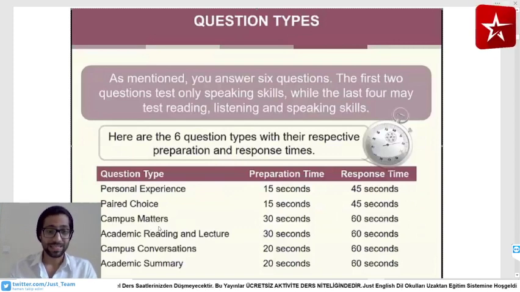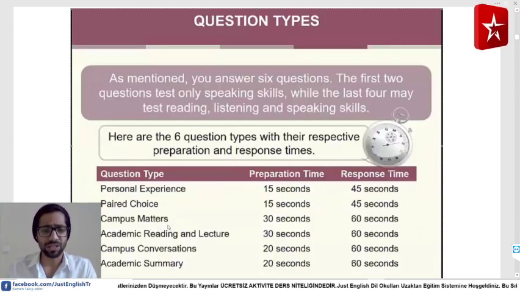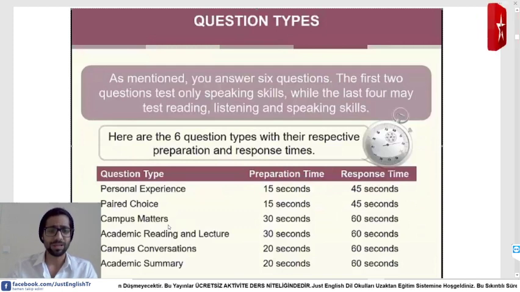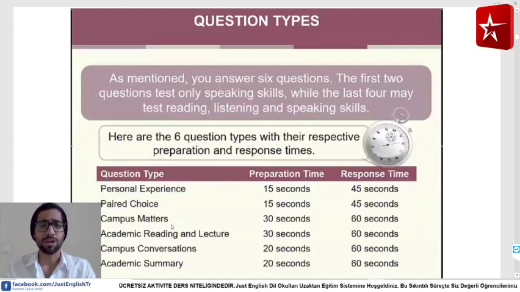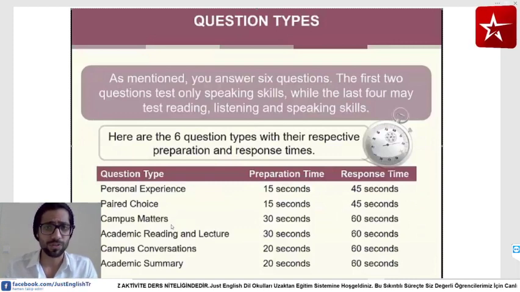Canvas matters, it can be any stuff happening in Canvas. For example, what are the things that trouble the students in Canvas?